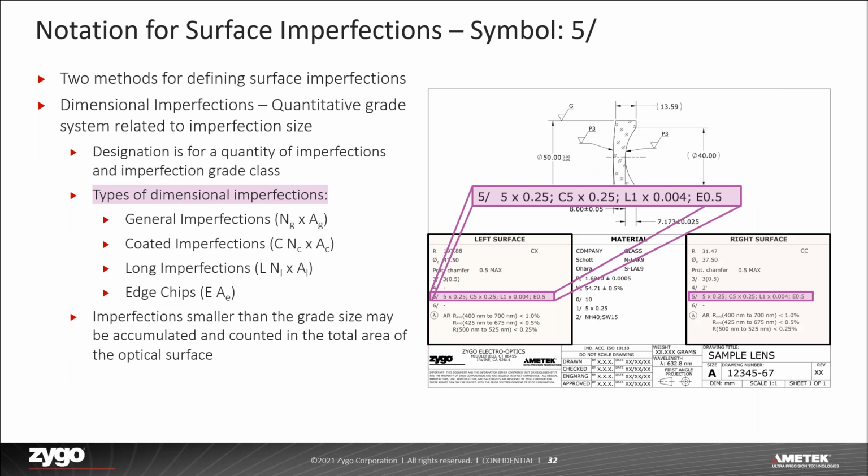When we look at surface imperfections or surface quality, there are 2 methods of specifying an optical surface. This can be done with either a dimensional method or a visual method. The dimensional method of surface imperfections is shown here. This notation will have a defined quantity of imperfections and the grade of an imperfection. With the dimensional method of surface imperfections, there are different types of qualifiers that can be used. The general notation without any qualifiers is for imperfections of the final part.